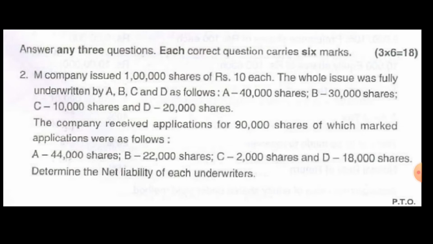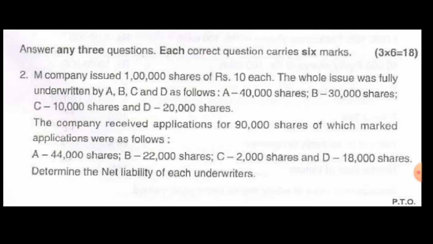M company issued 1 lakh shares of rupees 10 each. The whole issue was underwritten by A, B, C and D as follows. A underwritten 40,000 shares, B underwritten 30,000 shares, C underwritten 10,000 shares and D underwritten 20,000 shares.